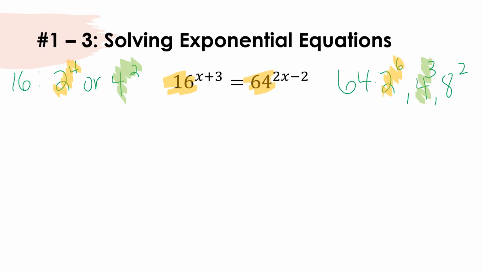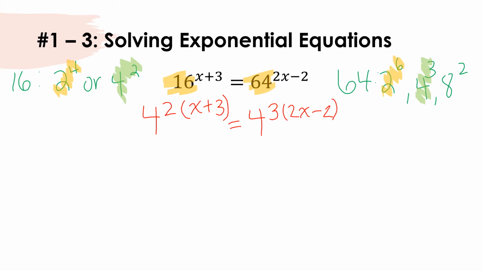So I'm going to use the smaller exponents, but it would work the same if you do 2 to the 4th or 2 to the 6th. So I am going to change 16 to 4 squared. And keep in mind that when you change the base, you do not lose the original exponent. So you are going to multiply that original exponent to the new exponent. So then when I rewrite 64 as 4 cubed, I'm going to multiply the cube times the 2x minus 2.